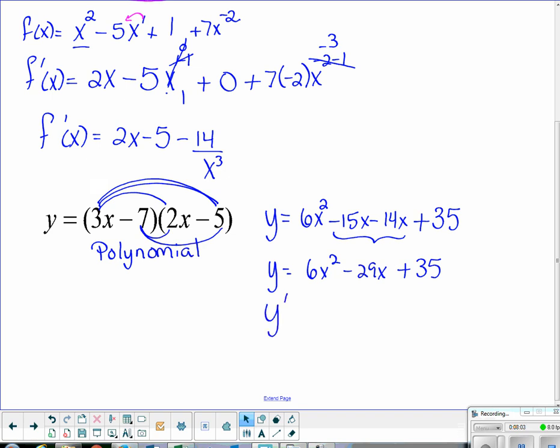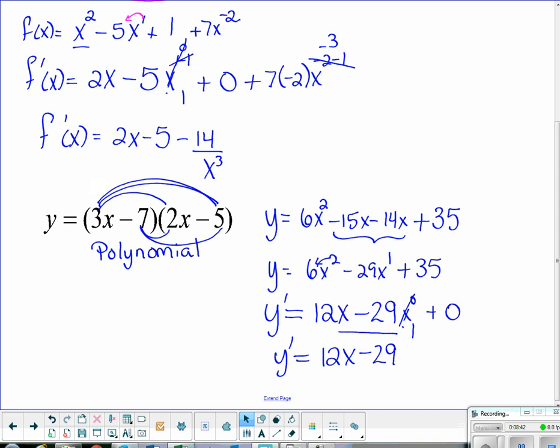Ready to do the derivative? It's sitting in a nice polynomial, and that makes taking derivatives easier. So 6 times 2 is 12, x to the first, because I reduced by a power. 1 is my exponent, so I get 1 times 29, and then I'd have x to the 0, which doesn't really go away, but it forms 1, so I get 29 times 1, which will be 29. And the derivative of a constant would be 0, so the derivative of 35 is 0. Y prime equals 12x minus 29.